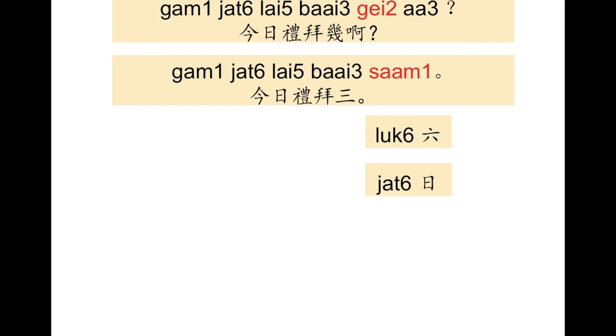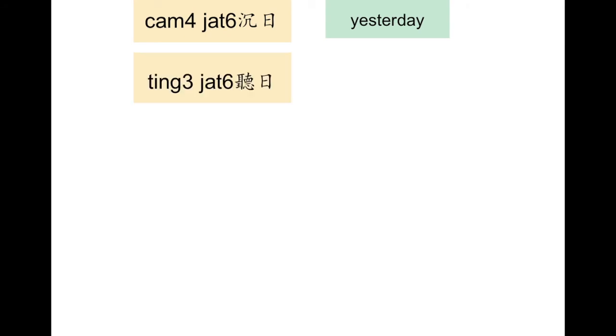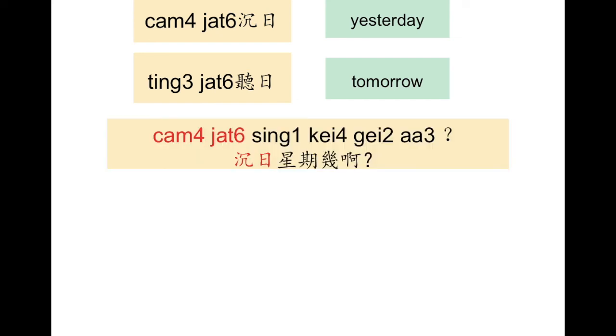Okay, now do you know how to say what day was it yesterday? Or what day is it tomorrow? Here, you need to know how to say tomorrow and yesterday. Yesterday is 尋日. 尋日 means yesterday. 聽日 means tomorrow. So, if you want to ask what day was yesterday, you can ask 尋日星期幾啊?